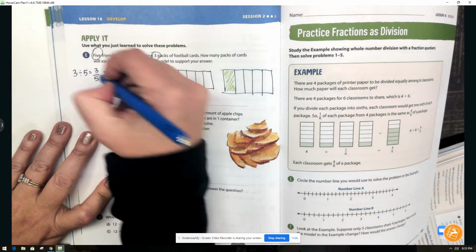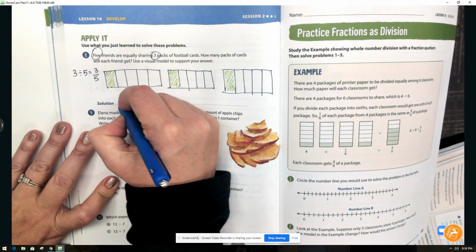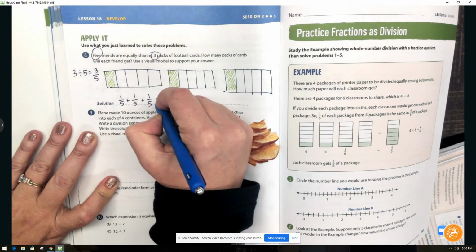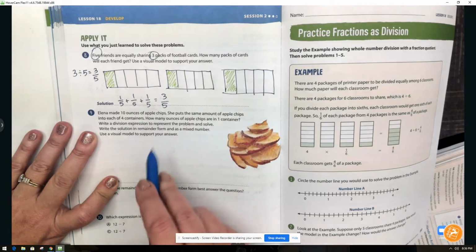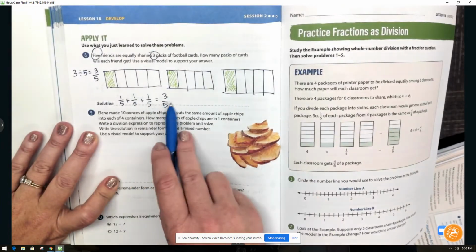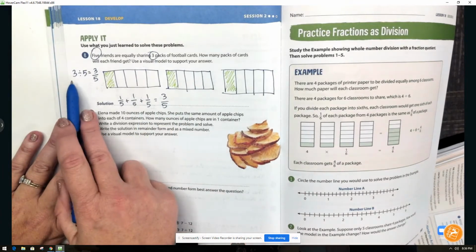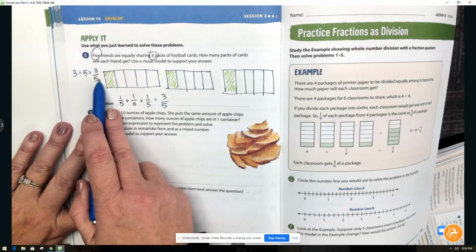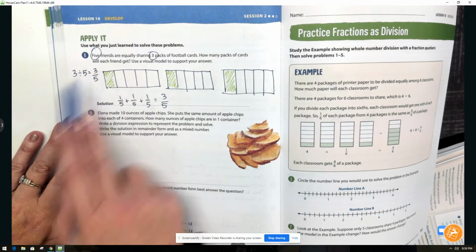3/5, because 1/5 plus 1/5 plus 1/5 equals 3/5. So 3 divided by 5 equals 3/5.